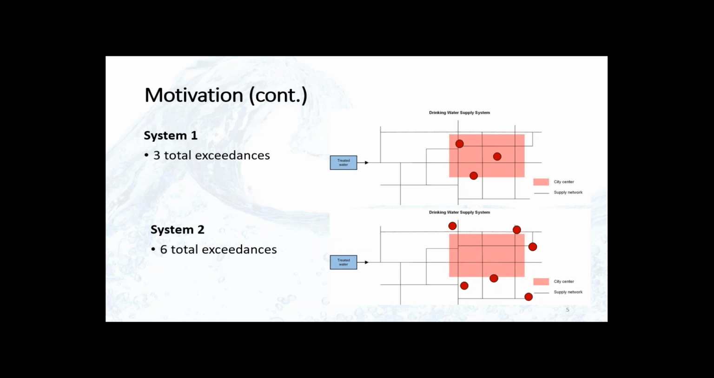However, when integrating the concept of consequence in terms of affected population, System 2 may not be performing worse and almost certainly not twice as bad as System 1. So by incorporating this consequence factor, we can get a better picture with better data resolution of overall drinking water performance.